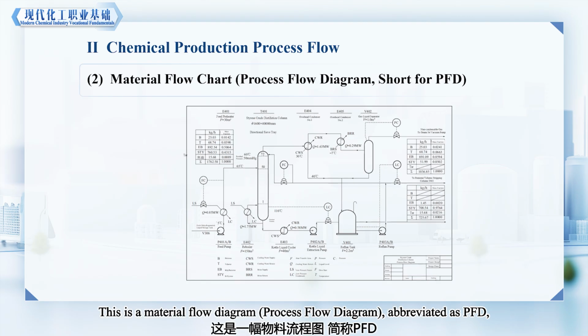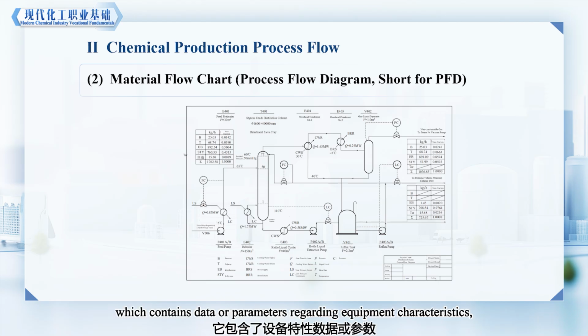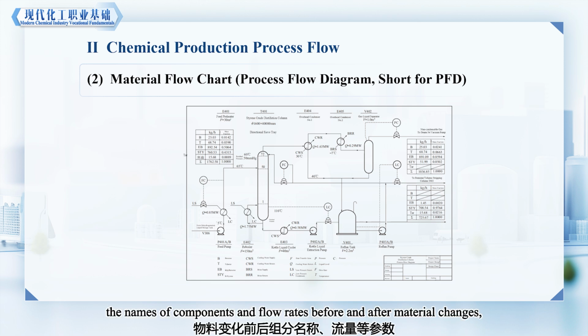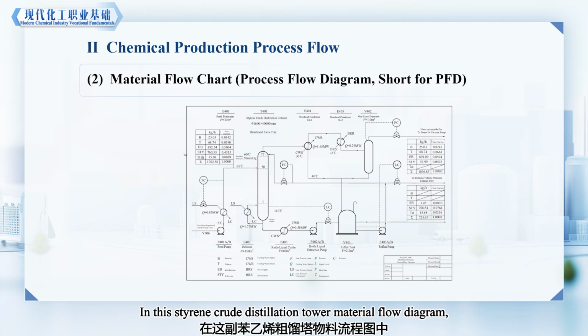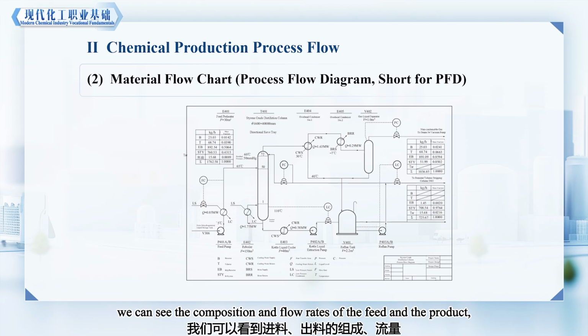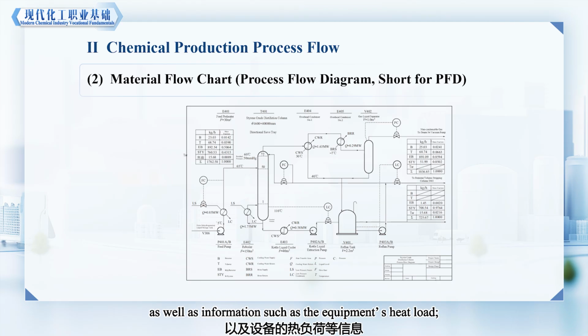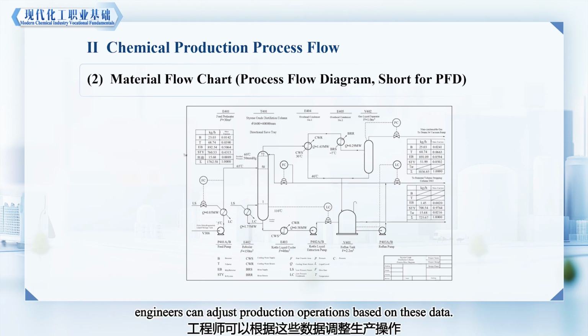This is a material flow diagram, abbreviated as PFD, which contains data or parameters regarding equipment characteristics, the names of components and flow rates before and after material changes, and the various totals. In this styrene crude distillation tower material flow diagram, we can see the composition and flow rates of the feed and the product, as well as information such as the equipment's heat load. In actual production, engineers can adjust production operations based on this data.